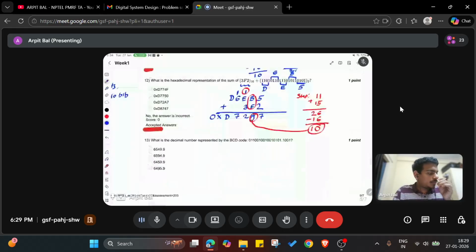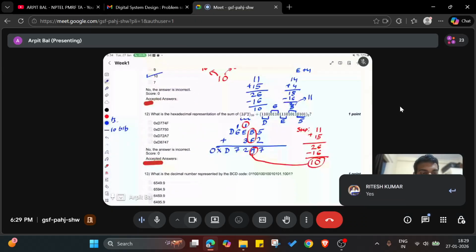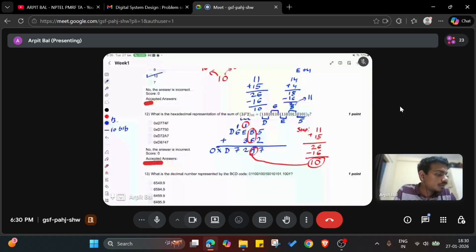Another method is, you could have just changed 3F2 to the binary representation, added it conveniently, and then converted it back to hexadecimal representation. But that is like converting 2 or 3 times, right? So I found this method convenient, so that's why I went for it. But it's up to you how you would like to do this summation.